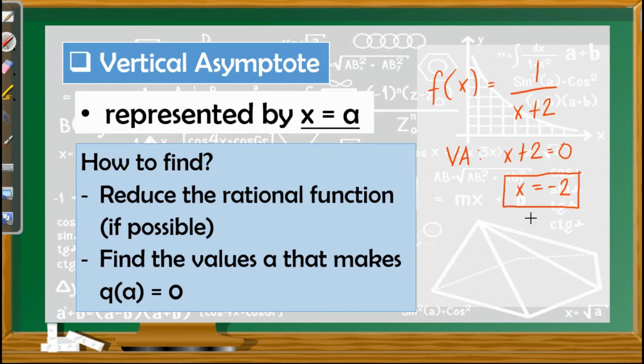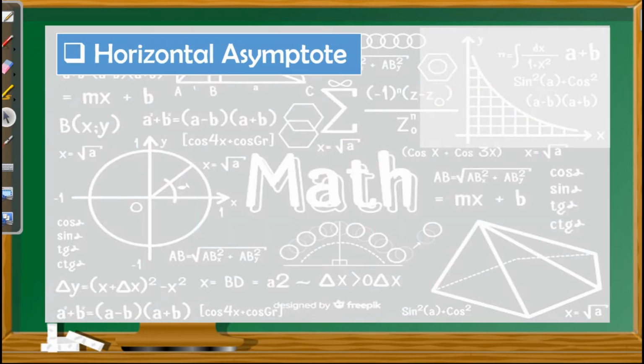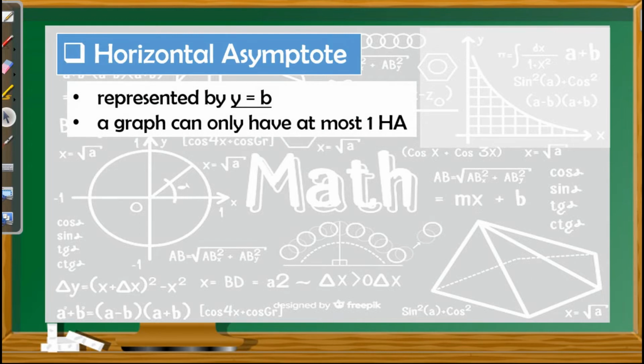So this is the vertical asymptote of the given function, wherein the graph of the rational function does not pass through x equals -2. Next, we have the horizontal asymptote. Horizontal asymptote is represented by y equals b because the value of y is constant in the horizontal asymptote. And a graph of a rational function can only have at most one horizontal asymptote, meaning a rational function can have 0 horizontal asymptote or 1 horizontal asymptote.